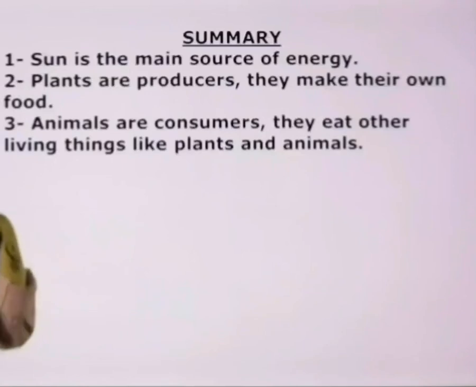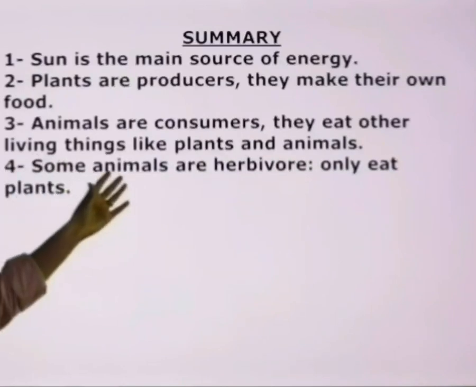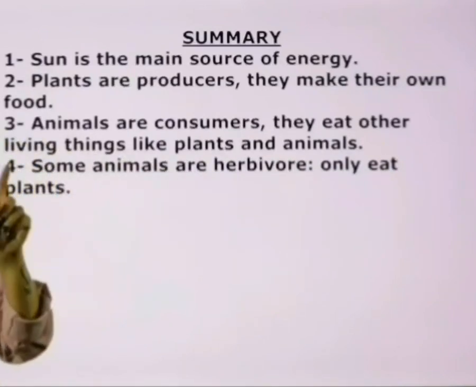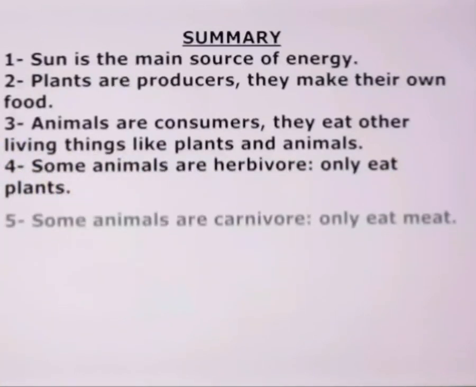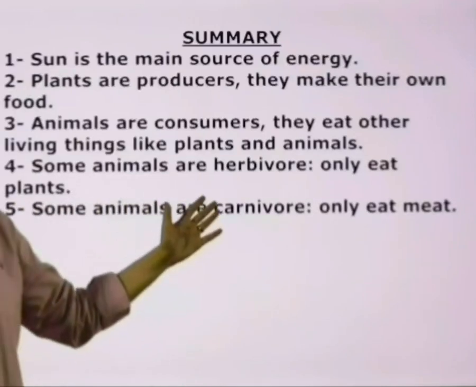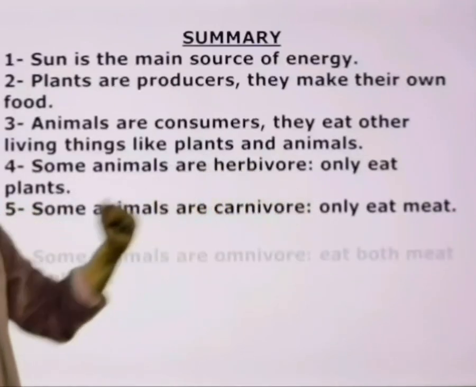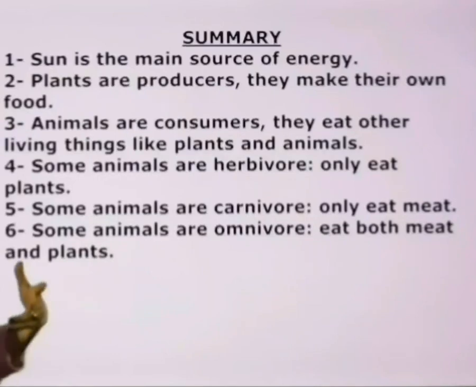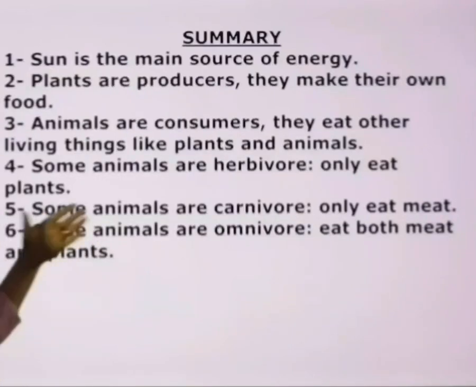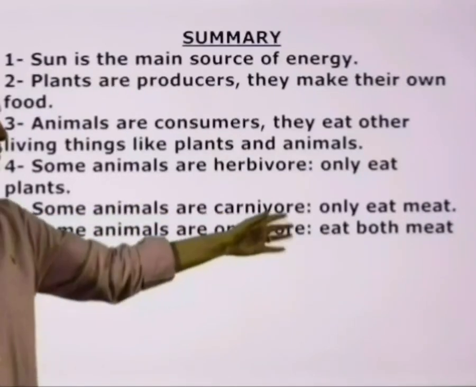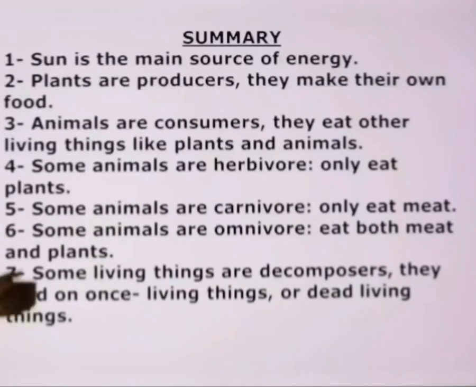Our bodies do not make food by themselves. We need food from outside. Some animals are herbivores. They only eat herbs or plants. Some animals are carnivores. They only eat meat. Other animals or living things like us are omnivores. We eat both meat and plants.